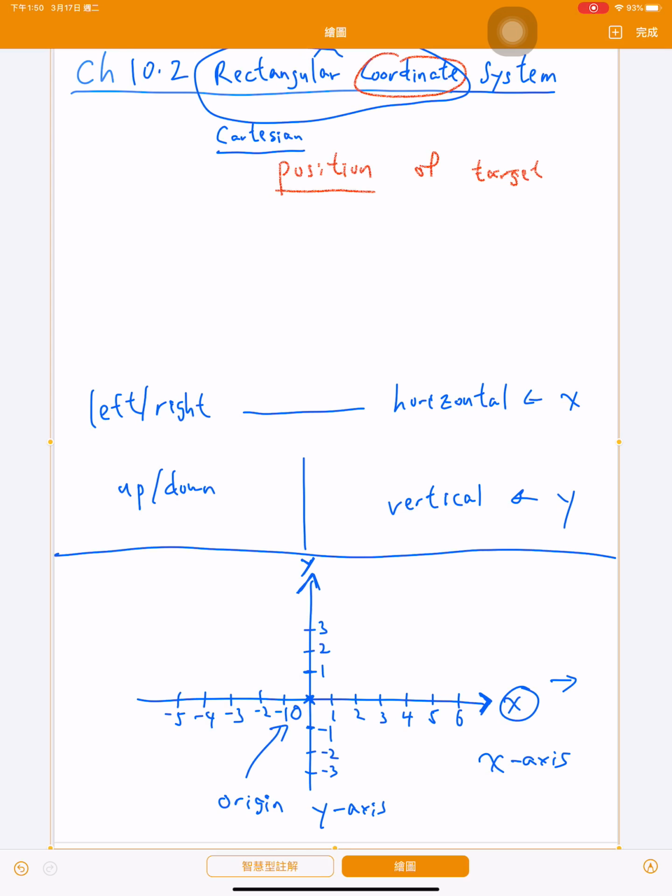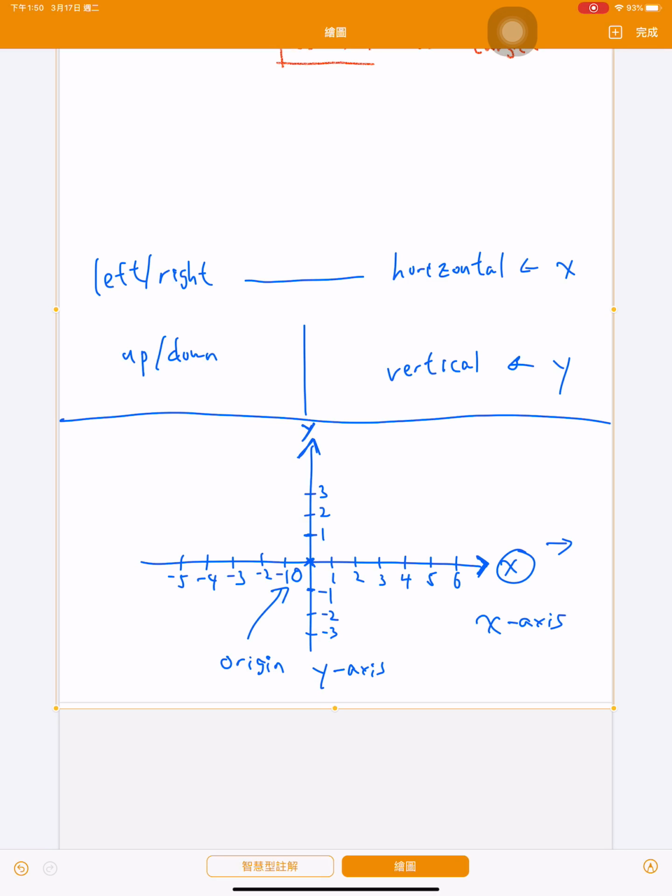Then I'm going to talk about what is the meaning of this rectangular coordinate system. We have already talked about the names of the axes and the origin. We are going to talk about how we represent points. For example, there is a point here. This point here, I call it point P.